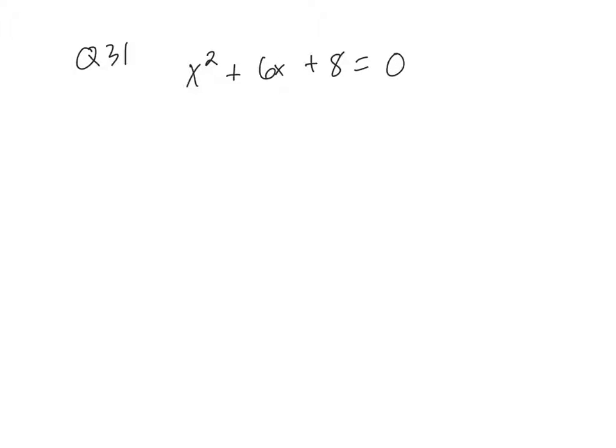Question 31 asks you to solve the equation by completing the square. We complete this square. In order to do that, the number that does not have x needs to be moved to the other side. So we do the opposite to move it. So instead of adding 8, we're going to subtract 8 to the other side. So we're going to have x squared plus 6x equals negative 8.